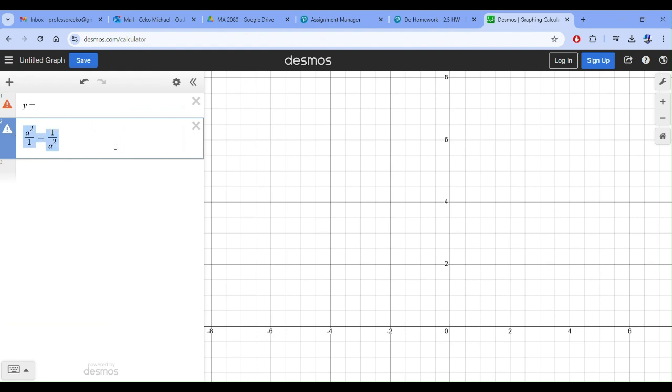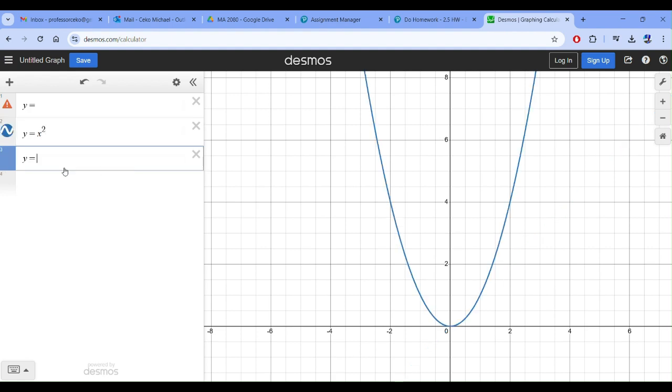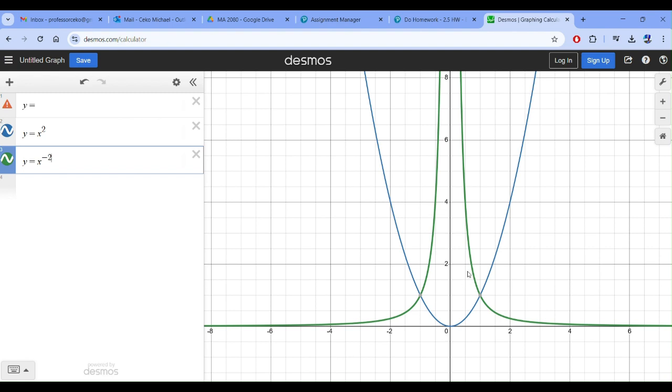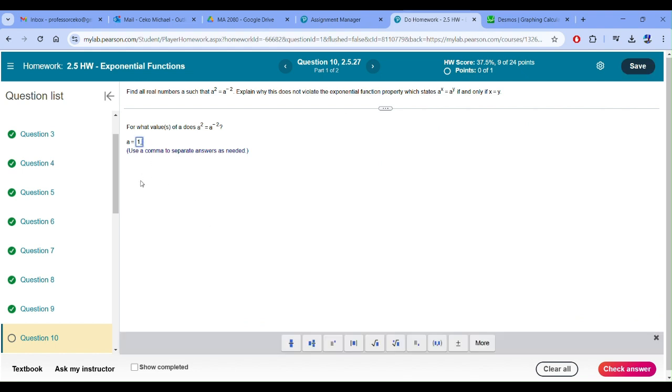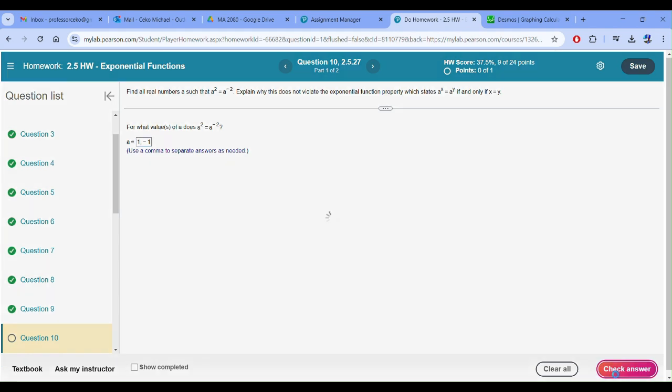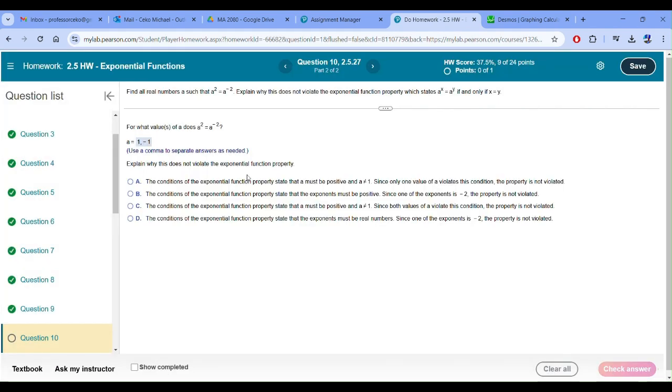Okay. So let's try that. Y equals x squared and y equals x to the negative 2. Oh, they want me to put a comma. Right? So it's 2 answers. It's 1 and negative 1, which means I should have put a comma between 1 and negative 1. Hit it, and it's that simple. Cool. Explain why this does not violate the exponential function property.